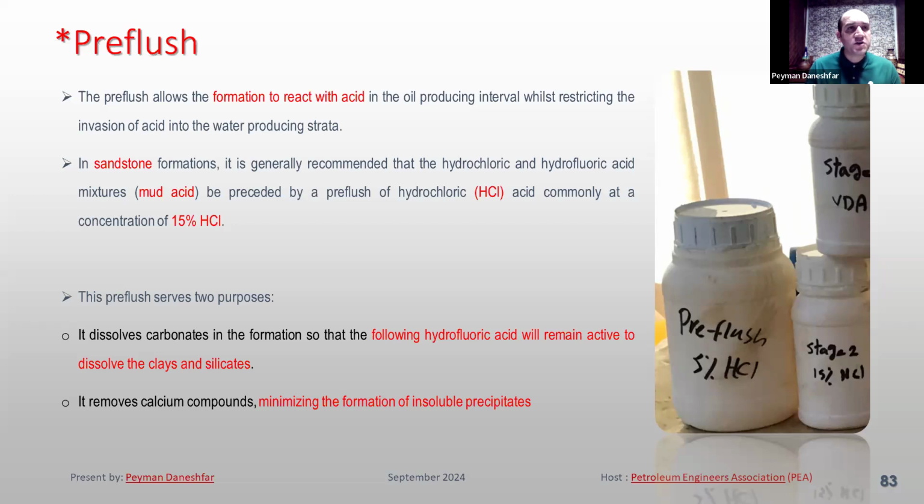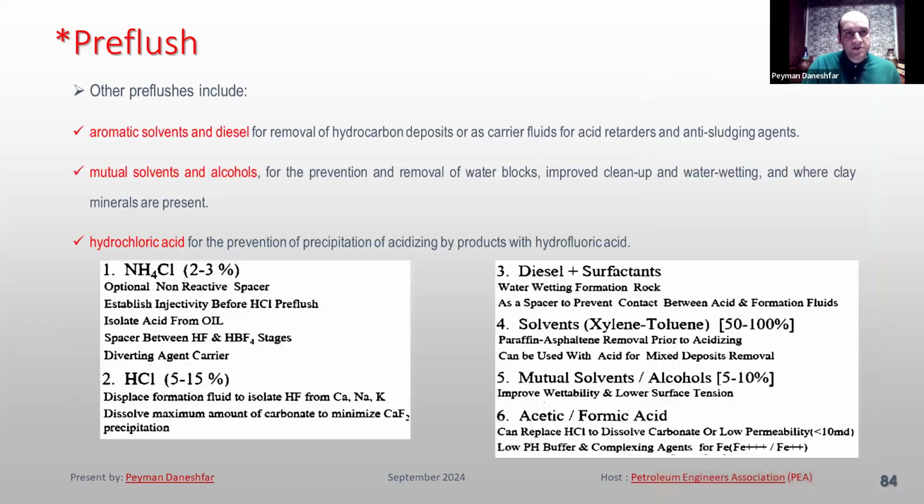In sandstone formation, it is very important to use a preflush, and in a preflush we commonly use 5 to 15% HCl. The preflush serves two purposes. It dissolves carbonate in the formation so that the following hydrofluoric acid will remain active to dissolve the clay and silicates. It removes calcium compounds, minimizing soluble compound precipitation.